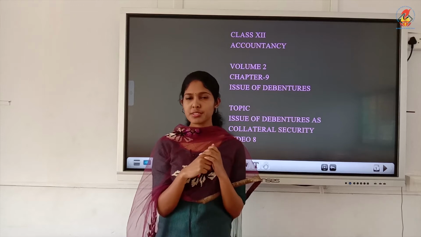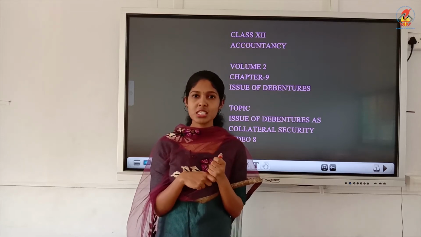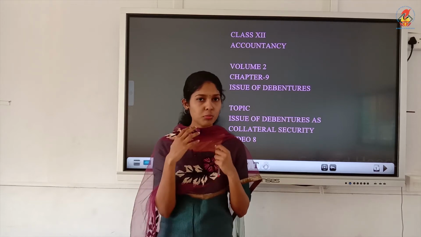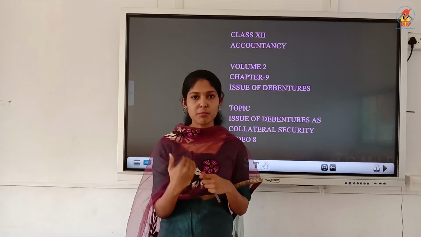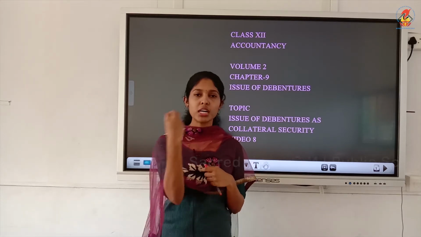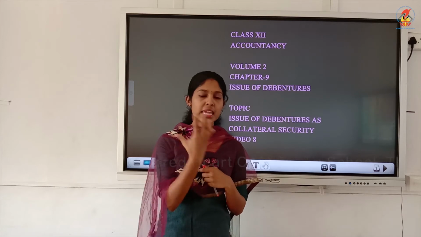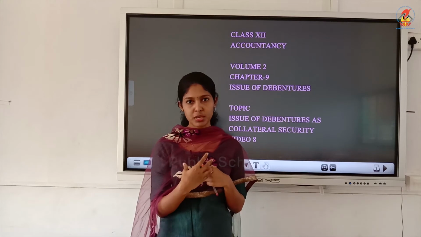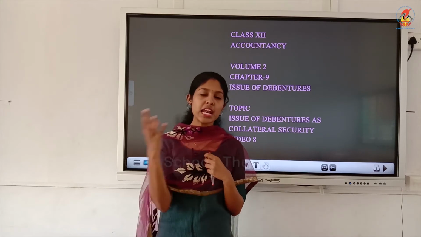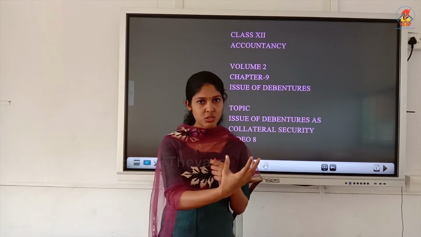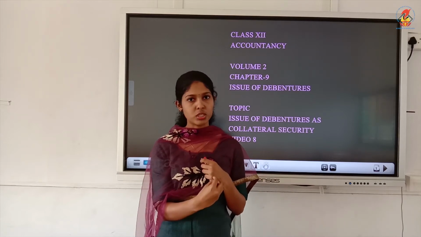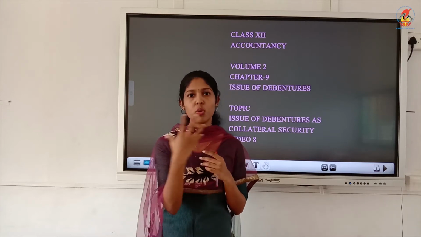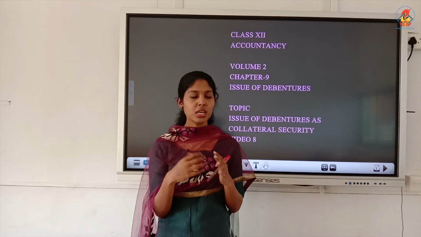Now, have you heard of collateral security? At least in business studies, you would have heard this term. Collateral security means, suppose the company is taking a bank loan. You will have to give a security. Normally, the main security or principal security given will be the assets of the company. Then, in addition, what you give as security is known as collateral security. So collateral security means additional security which we give when we take a loan.